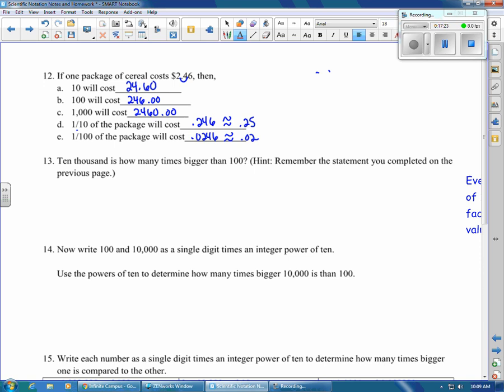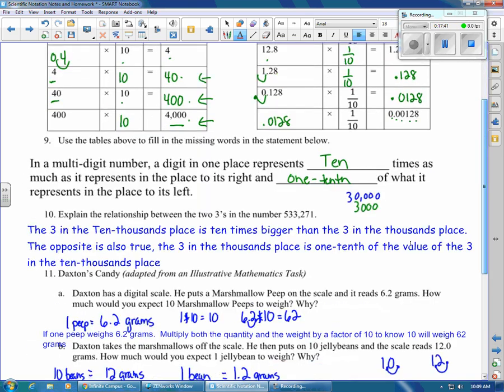I want to get through the end of this page because that's what we did in class today, and I don't know if I'm going to do it in the 3 minutes that I have remaining, but hopefully we'll get close. 10,000 is how many times bigger than 100? Remember the statement you completed on the previous page. Okay, so on the previous page we said that each time you're moving up a decimal or moving up a place, it's times 100. Okay, or I'm sorry, times 10.